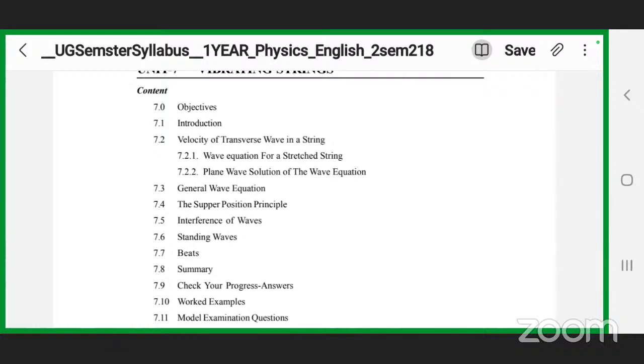When the string is stretched, the tension of the wire is more. What do you mean by tension? Capital T, not our usual tension, but tension in physics. T equals mg, where m is the mass and g is the acceleration due to gravity.